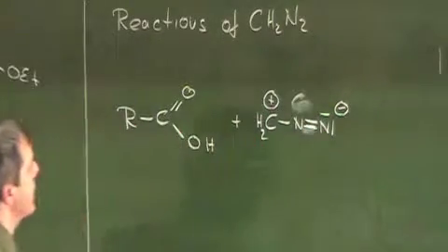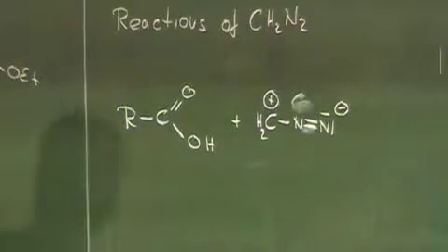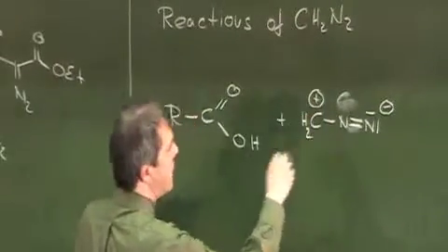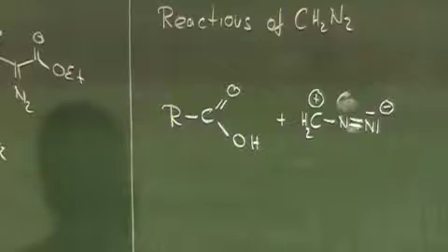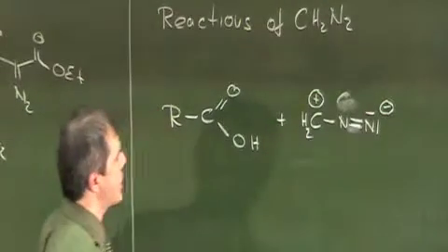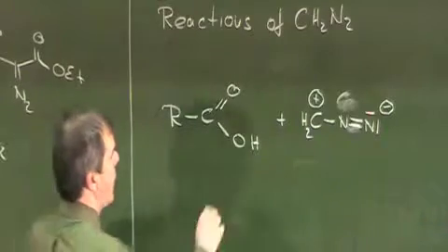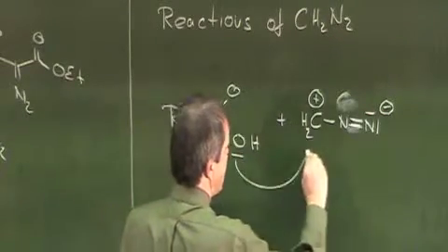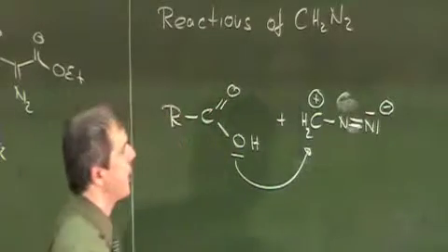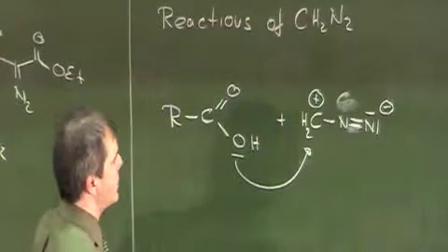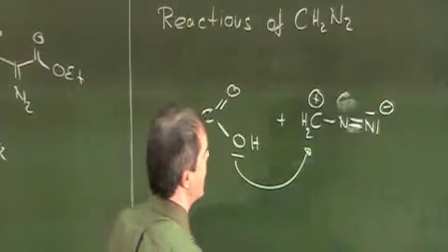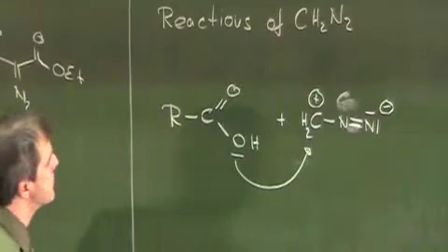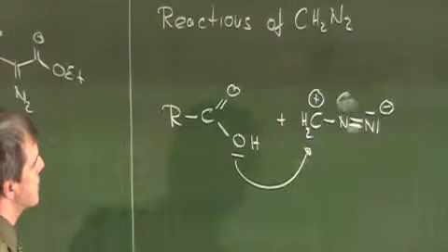So here we have another resonance structure which can also show that you can, in principle, write a resonance structure where you even have a positive charge here. And so nucleophiles are also able to react with diazomethane here.